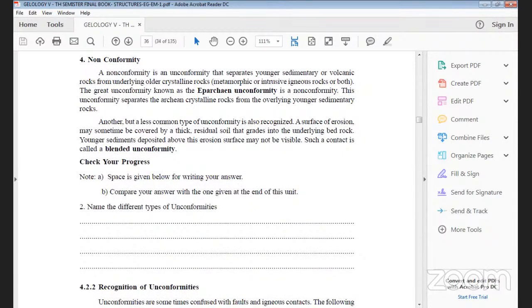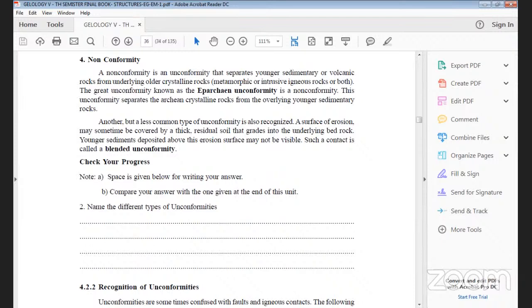A nonconformity is an unconformity that separates younger sedimentary or volcanic rocks from older crystalline rocks. The great unconformity is known as an Eparchean unconformity. It is located between the metamorphic or intrusive igneous rock, or sometimes the core. So we call this a nonconformity. This unconformity separates Archean crystalline rocks from the overlying younger sedimentary formation.